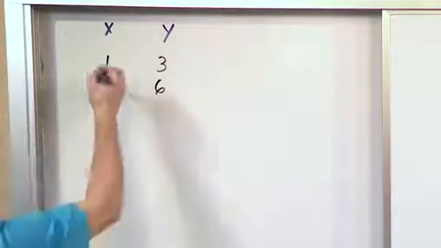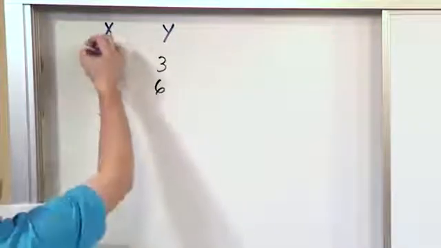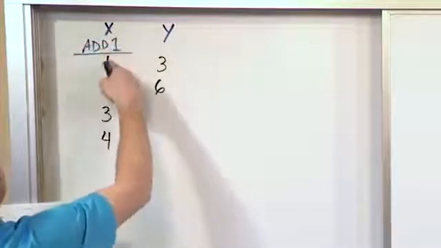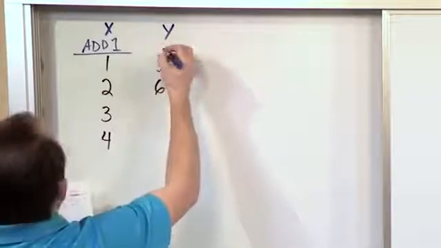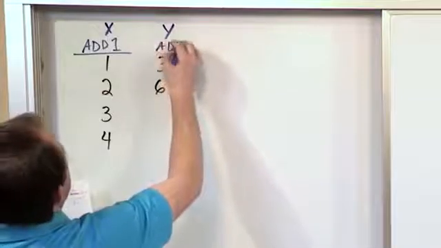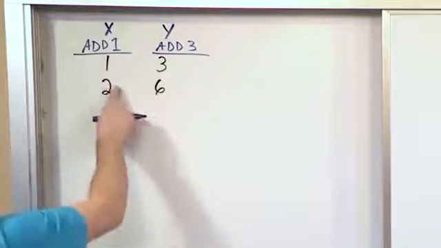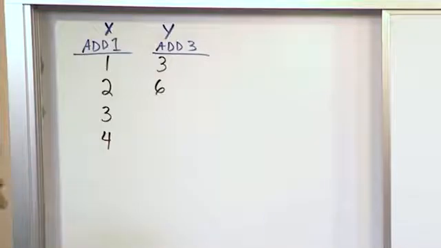And I'm also going to tell you that for column X, the rule that I've used to generate these is I'm basically adding 1. So you see I add 1 each time. And then over here, for this column, I'm adding 3. So you see, that's the rule here. I've got 1 to 2, 2 to 3, 3 to 4. Here's 3 and 6. So this would be the problem.